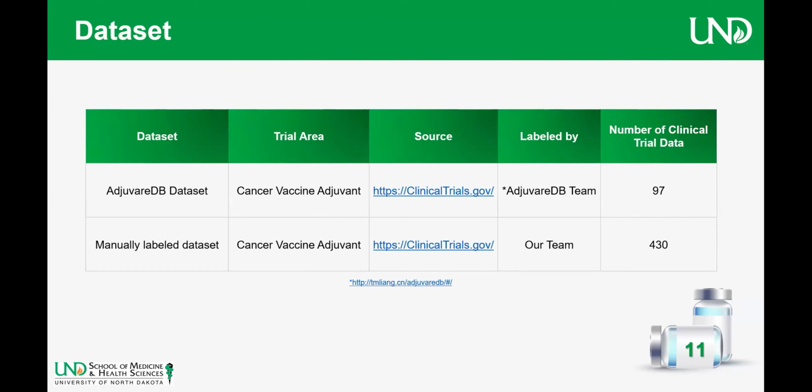So we have used two different data sets. One is the AdjuvarDB dataset, whose main source is the clinicaltrials.gov website, but it is labeled by the AdjuvarDB team. We have 97 clinical trial data in the area of cancer vaccine adjuvant from this data set. Another data set we have used is labeled by our team. It is also collected from the clinicaltrials.gov website, and it has 430 clinical trial data.